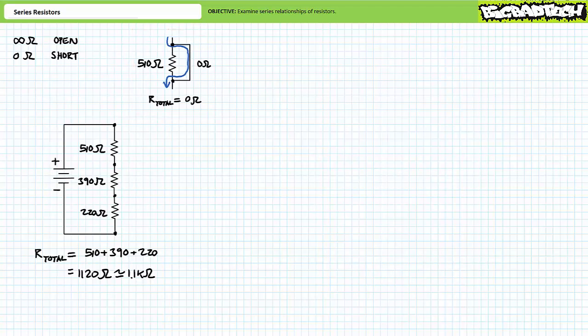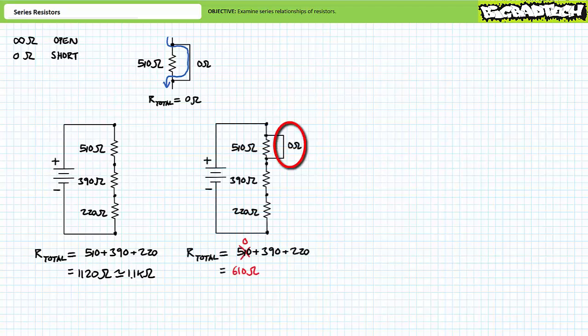As previously, consider the series combination of a 510, a 390, and a 220 ohm resistor. Ordinarily, the circuit will have a total resistance of 1,120 ohms, or roughly 1.1 kiloohms. If, however, we included a short or 0 ohm path around the 510 ohm resistor, all current will be routed around the 510 ohm resistor. Thus, the total resistance of the series path is now only the series combination of the 390 and 220 ohm resistor, or 610 ohms, implying that the shorted 510 ohm resistor is essentially excluded from consideration.